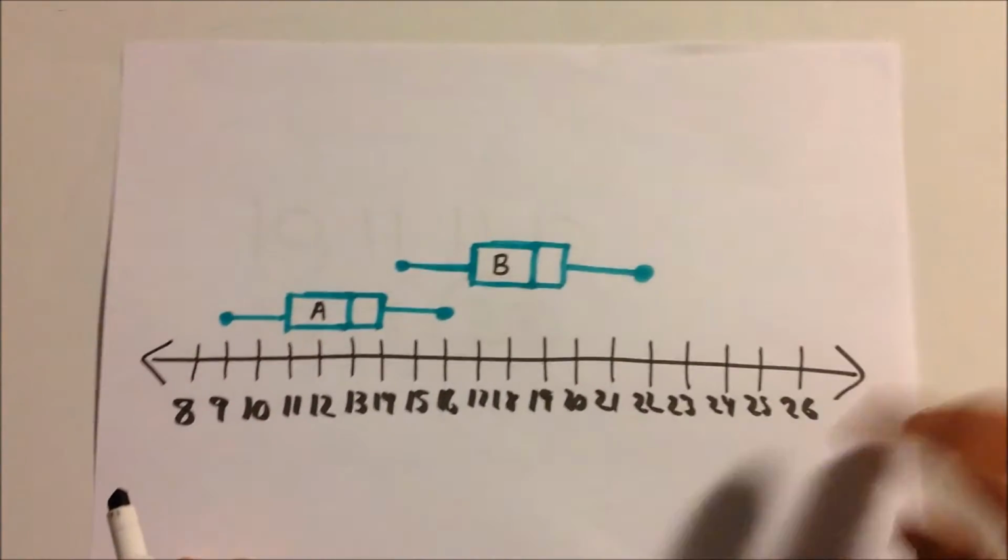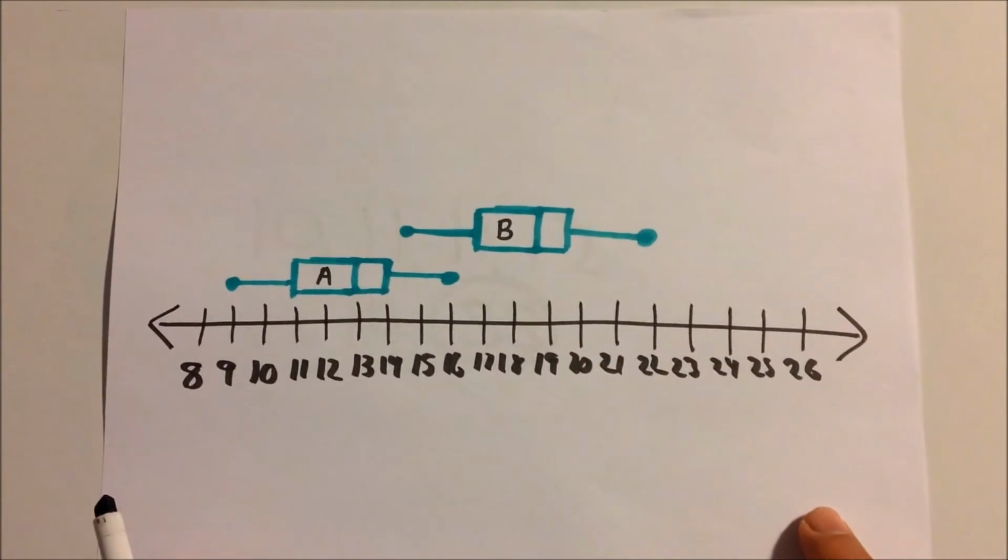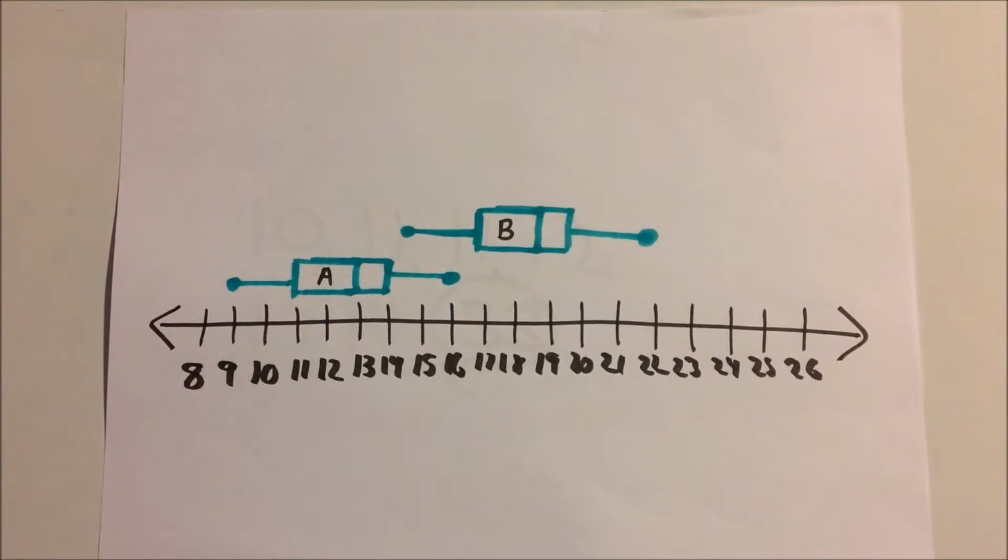Okay, so let's look at these two, A and B, and see if you can tell me the IQR and label the different parts. So you should pause the tape here and label that and find the IQR of both and see which one has more variability.